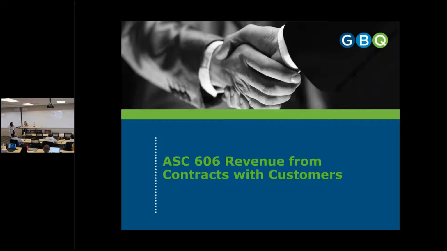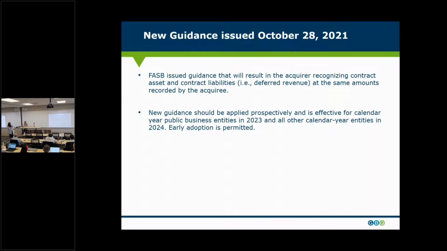Okay, so this is just a quick follow-on, ASC 606. This is new guidance, just issued recently. For deferred revenue, you used to fair value it, basically mark down deferred revenue. It's kind of a complex process. I actually like the new guidance better. You're not going to mark it down anymore. This results in the acquirer recognizing contract assets and contract liabilities, like deferred revenue, at the same amounts reported by the acquiree.